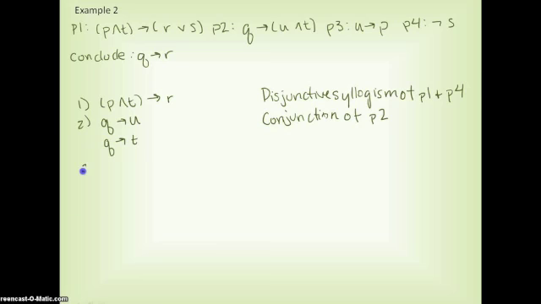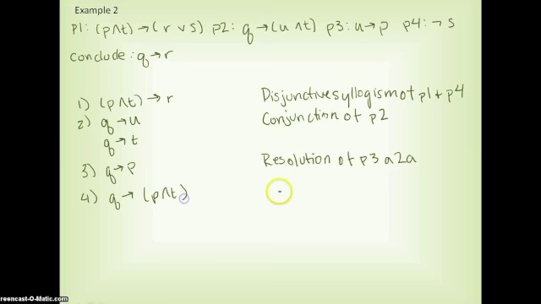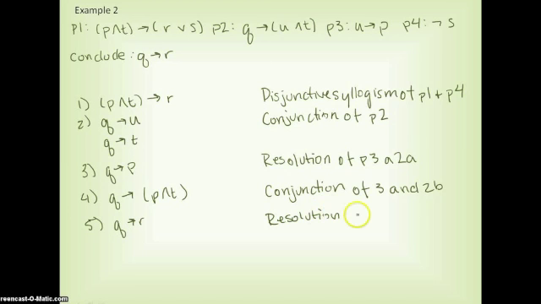For our third step, we get Q implies P by using resolution of proposition 3 and 2a. Our fourth step is Q implies P and T, which is a conjunction of the third step and 2b. For our fifth step, Q implies R is our conclusion, which is just a resolution of 1 and 4. And that's all there is to it.